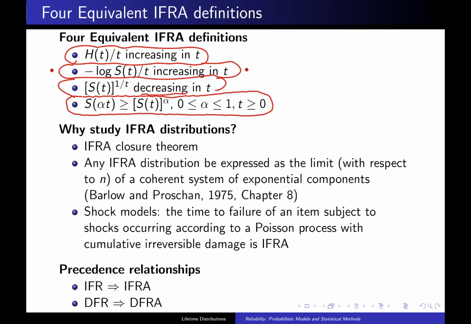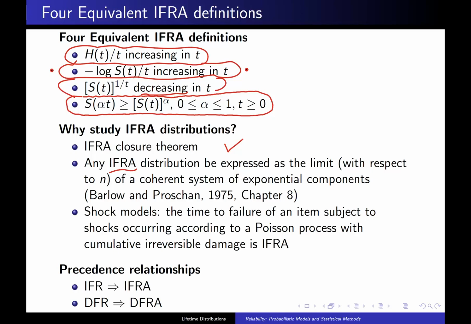So why do we study these IFRA distributions? Well, the first we just looked at, and that's the IFRA closure theorem. Second is, and this is also from Barlow and Proschan, any IFRA distribution can be expressed as the limit with respect to the number of components n of a coherent system of exponential components, and one more detail, also degenerate distributions may be also involved in this limit. So that's a second, and that's kind of a surprising result that says if you put enough exponential or degenerate components together, you can create any IFRA distribution.